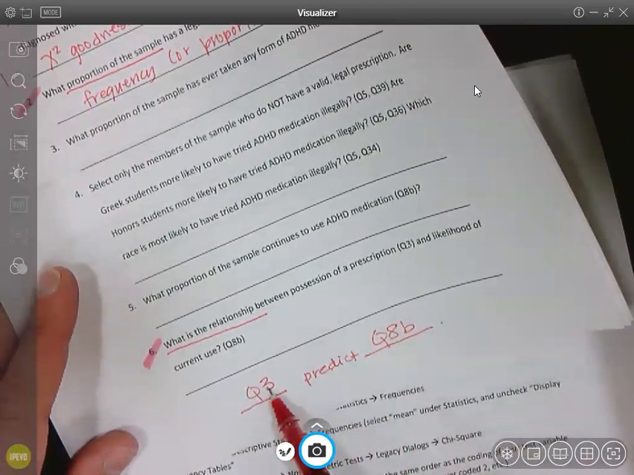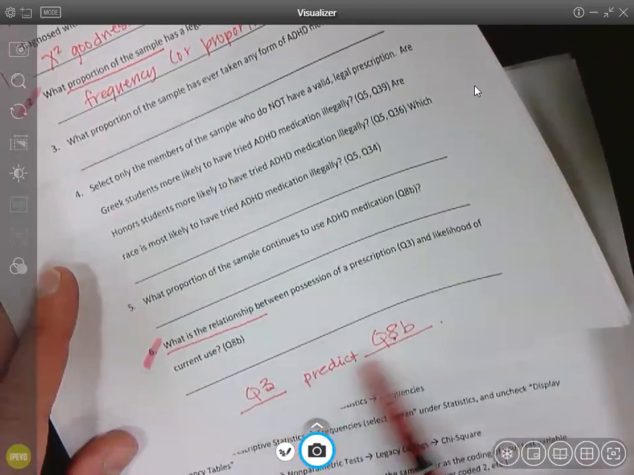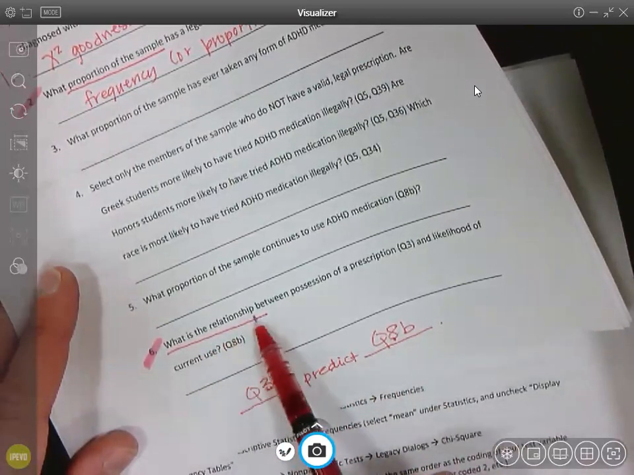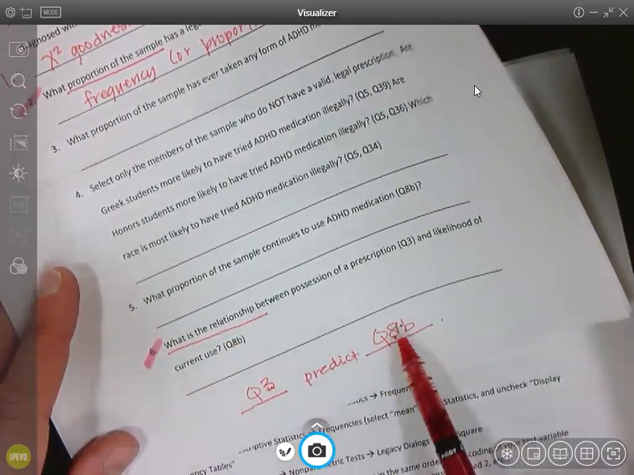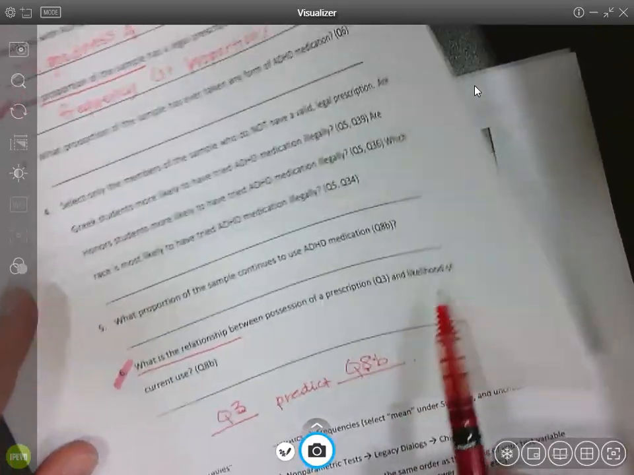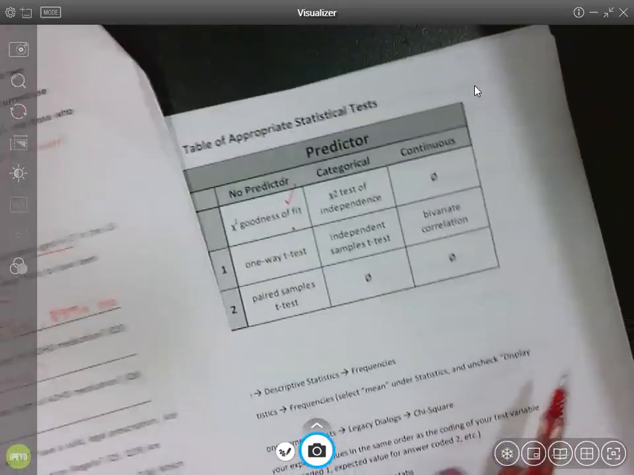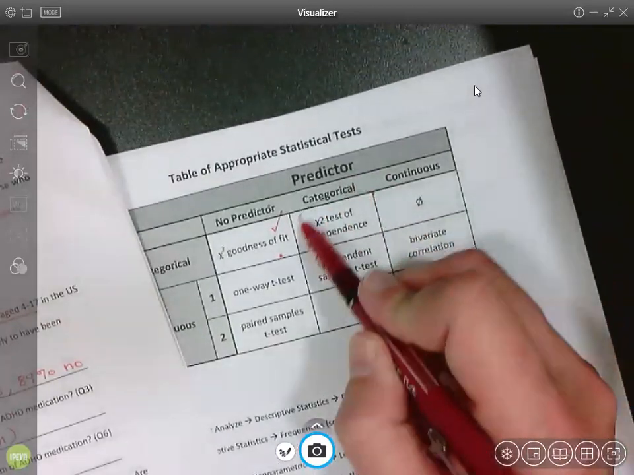If I knew their answer to this question, could I predict their answer to this question? If I could, that means there's a relationship between these two variables. If I can't use this to predict this, that means there's no relationship. These two things are unrelated to each other. So we have to find out. We know we have a predictor, so we are in the realm where there's a predictor.